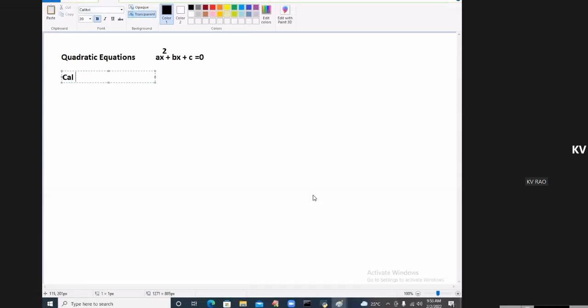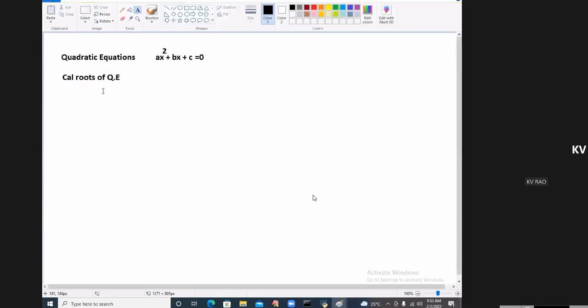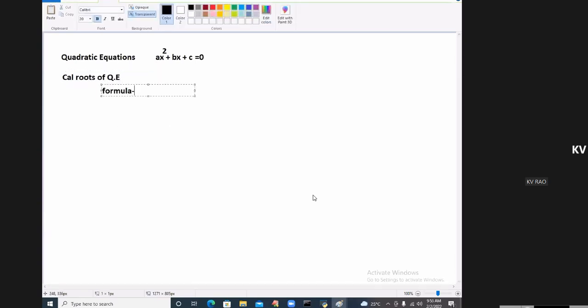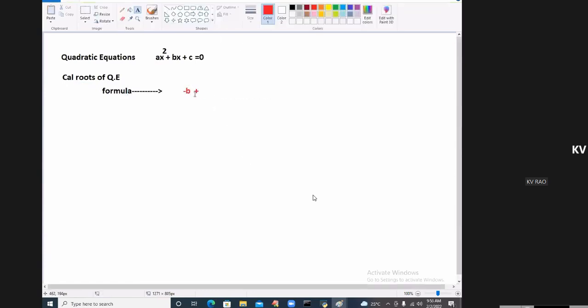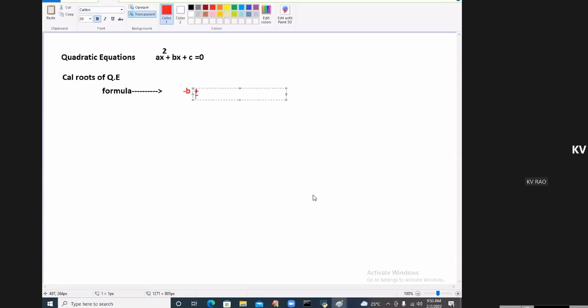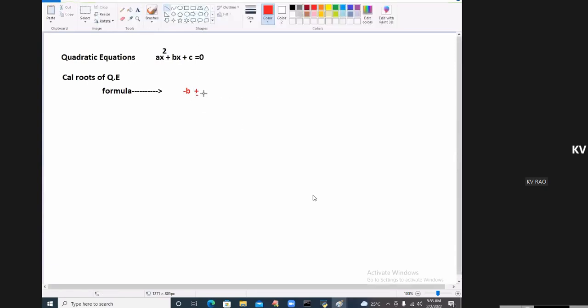We want to calculate, see students, the roots of the quadratic equation, QE. I'm not writing the complete QE. What is the formula for it? What is the formula I'm using? Very, very simple. I am using minus b, plus or minus, square root of b square minus 4ac.